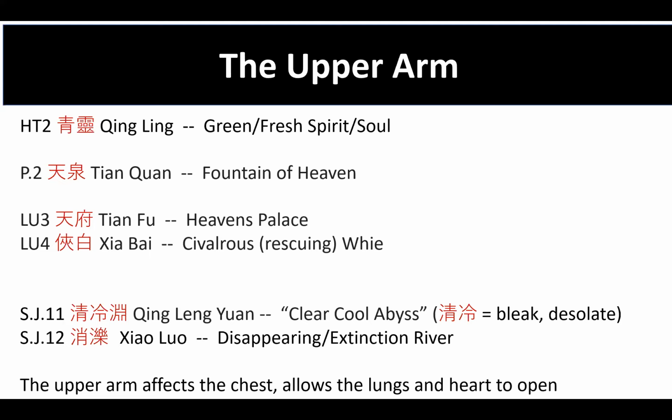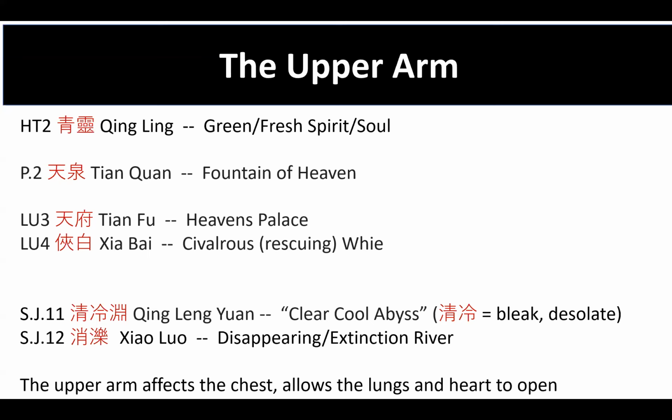And then you have 2 others that suggest the opposite. Qing Leng Yuan. Qing Leng together means something bleak, something kind of desperate, like, oh, no hope. Sanjiao 11, the abyss of no hope. And then you have something that disappears, the extinction river. So you have points that can make you very light and open and fluffy, and also this ability to make you very heavy, mentally heavy and sinking.